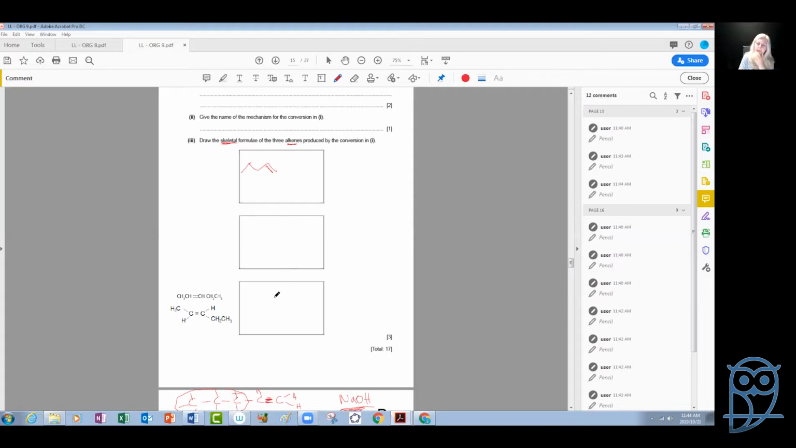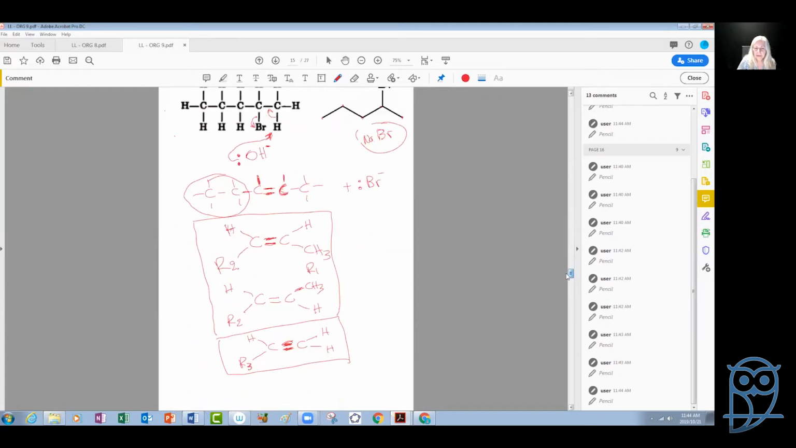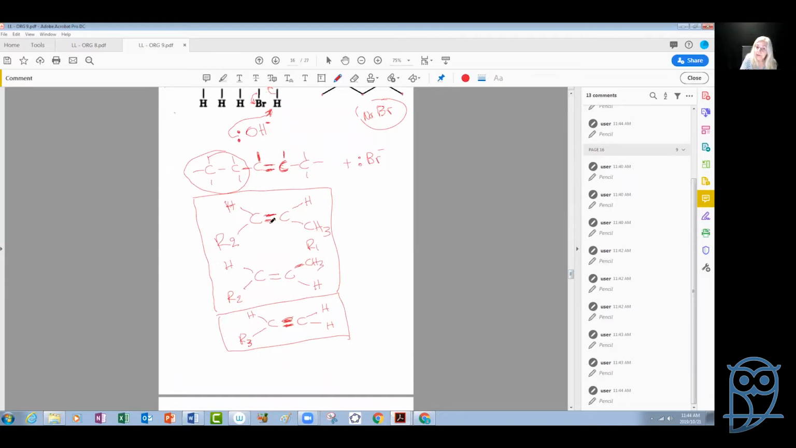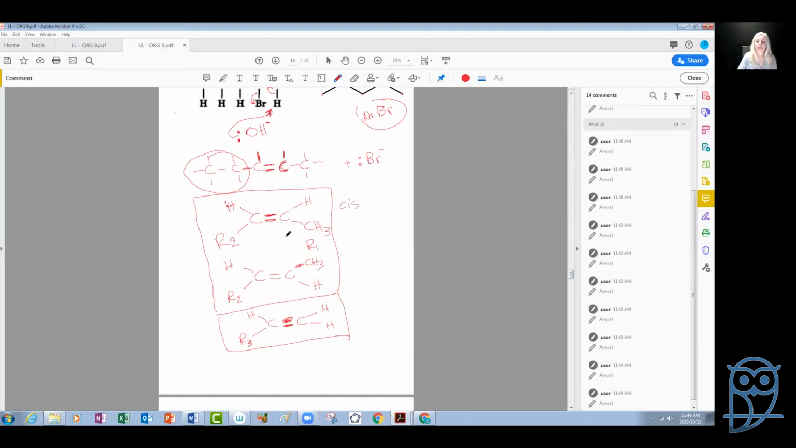And here we're going to draw the skeletal formula of the other 2 alkenes, the 2 isomers. We can draw here the cis and here the trans, simply because I have here the trans formula of this pentene. Okay, so here let's draw the cis. This is the cis alkene, and this is the trans, where the 2 alkyl groups are at opposite ends.